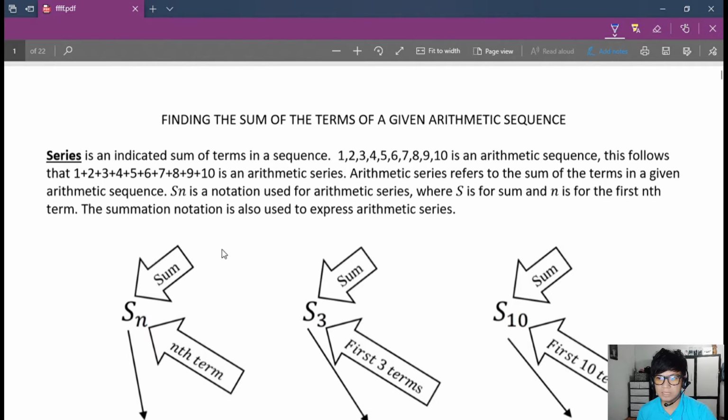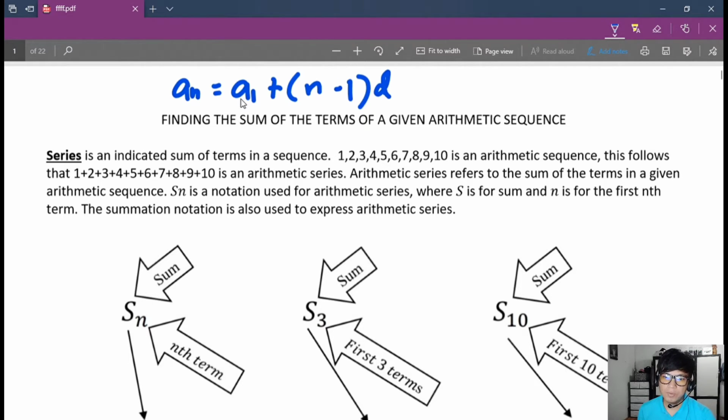So, we discussed last week about how to find the nth term of a given arithmetic sequence by using the formula. Our formula in arithmetic sequence is a sub n is equal to a sub 1 plus the quantity of n minus 1 times the common difference, or d. So a sub n is our nth term, a sub 1 is our first term, n represents the number of terms, and d is the common difference.